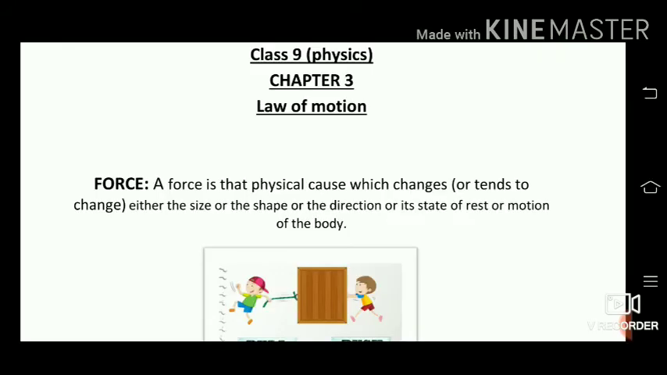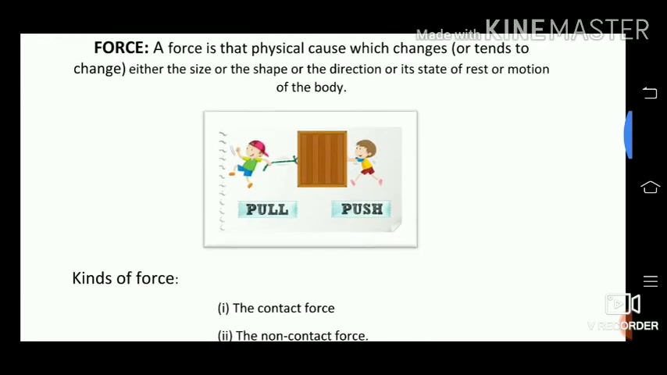Class 9. Today we'll start a new chapter, that is chapter 3, laws of motion, and in that we'll start with force. A force is that physical cause which changes or tends to change either the size or the shape or the state of rest or motion of a body.